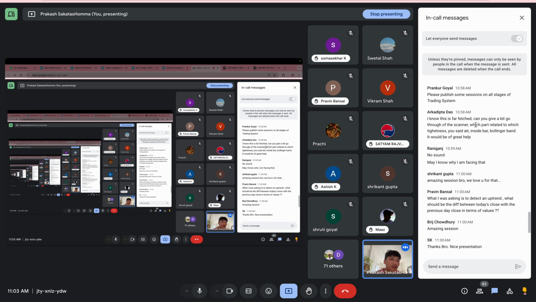I know this is far-fetched. Can you give a bit of a walkthrough of the scanner, which part relates to which tightness? I think I've done that. Arkadeep, I think I've done that already.